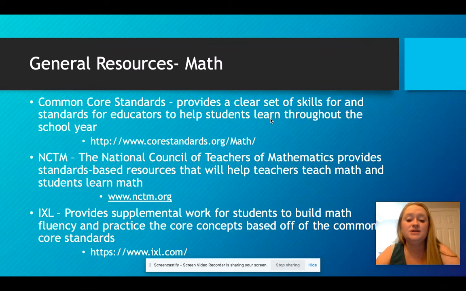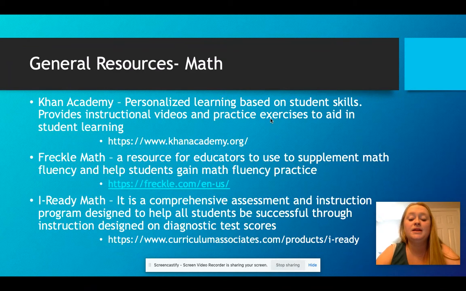It's the National Council of Teachers of Mathematics that provides standards-based resources that will help teachers teach math and students learn math. IXL, this is something that I use for my students that really supplements the math fluency. It provides supplemental work for students to build math fluency and practice the core concepts based off the Common Core standards. The Khan Academy, it's personalized learning based on student skills. It provides instructional videos and practice exercises to aid, again, in student learning. Freckle Math, a resource for educators to use to supplement math, again, fluency, to help students gain math fluency practice.